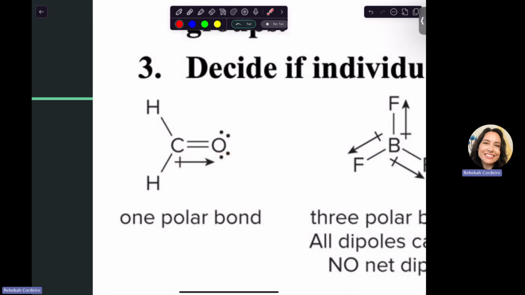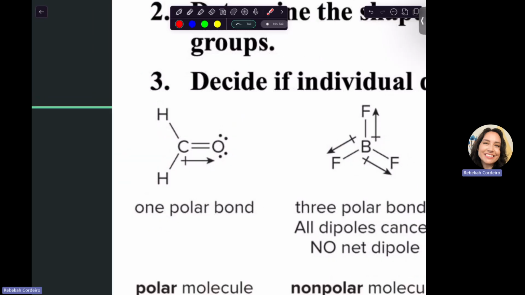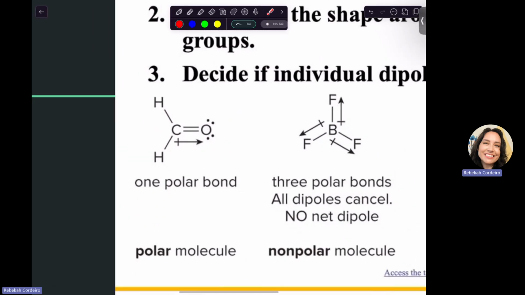So we just have one tug of war happening, and there's a tug pointing towards the oxygen. Nobody is tugging to the left side. So this whole molecule is going to be polar because there's just a pull in one direction. There's not a pull in the other direction. There's no pull to the left. There's only pull to the right.